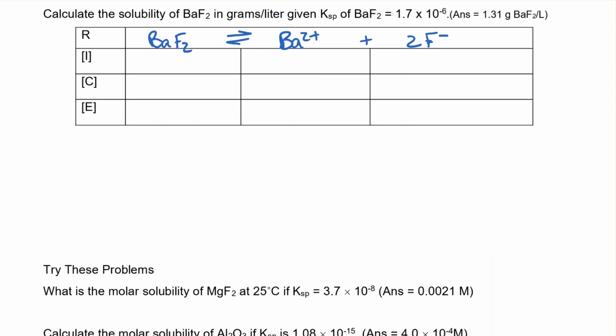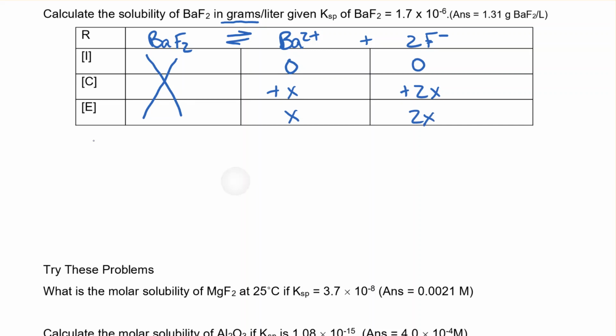We're going to do a second problem: calculate the solubility of barium fluoride in grams per liter. This is the exact same problem, but now we're having to take the extra step of calculating it in grams per liter. If we take a look at what's going on in our ICE table, we're going to ignore the solid in the equilibrium expression. We start with zeros, plus x, plus 2x. So at equilibrium we have x and 2x.